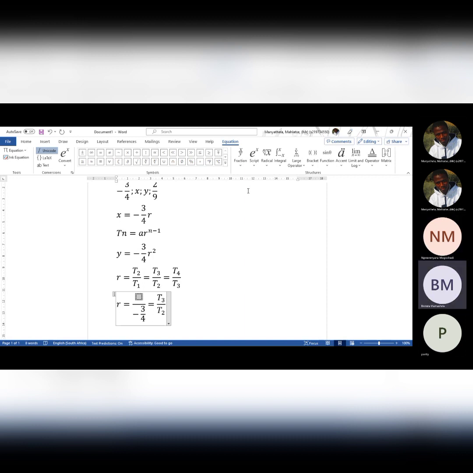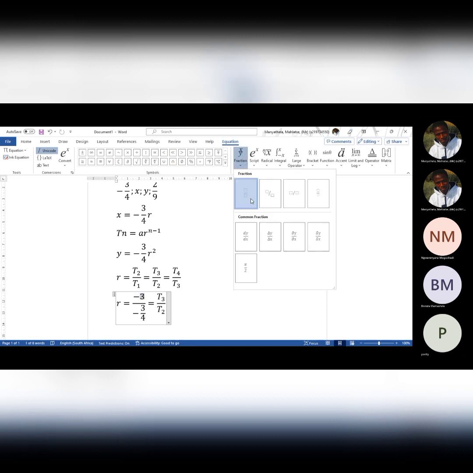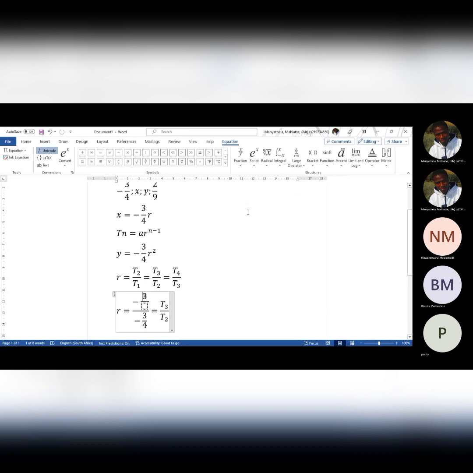We are still using x, because now we know what x is equal to. When we write x, we write it in terms of r: x is equal to minus 3 over 4 times r.